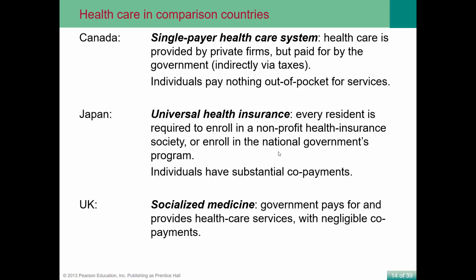The UK has what we call socialized medicine, where the government pays for and provides the health insurance with negligible copays. So they might have a $5 copay or something in that realm. But basically, the difference here is that in the UK, the government provides the health insurance. So the hospitals and the doctors' offices are all paid by the government in the UK, which is different than Canada and Japan.